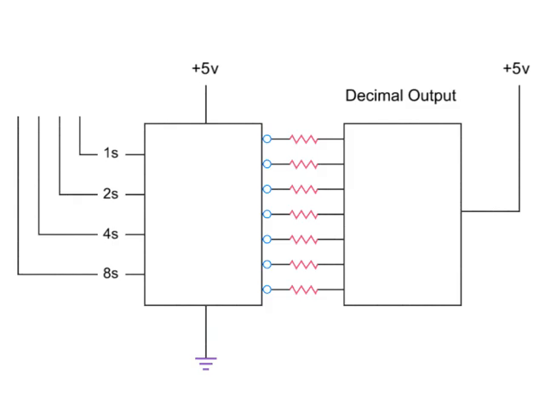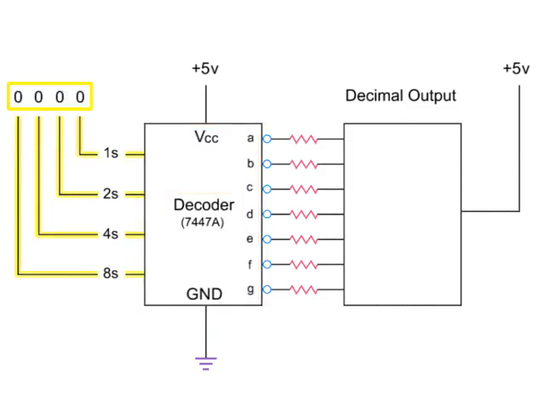A 7-segment decoder has 4 binary coded decimal, or BCD, inputs. The inputs are represented here by an A in the ones place, B in the twos place, C in the fours place, and D in the eights place.